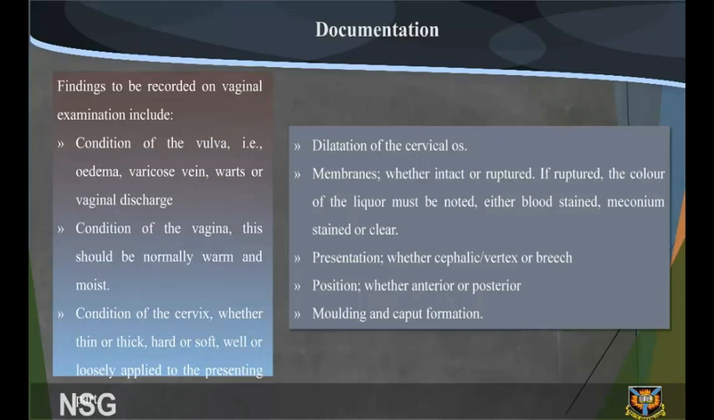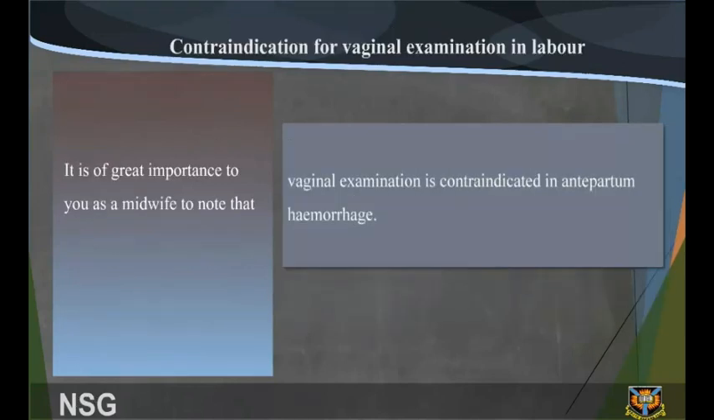Membranes, whether intact or ruptured. If ruptured, the color of the liquid must be noted, either blood-stained, meconium-stained, or clear. Presentation, whether cephalic, vertex, or breech. Position, whether anterior or posterior. Molding and caput formation. Contraindication for vaginal examination in labor. It is of great importance to you as a midwife to note that vaginal examination is contraindicated in antepartum hemorrhage.